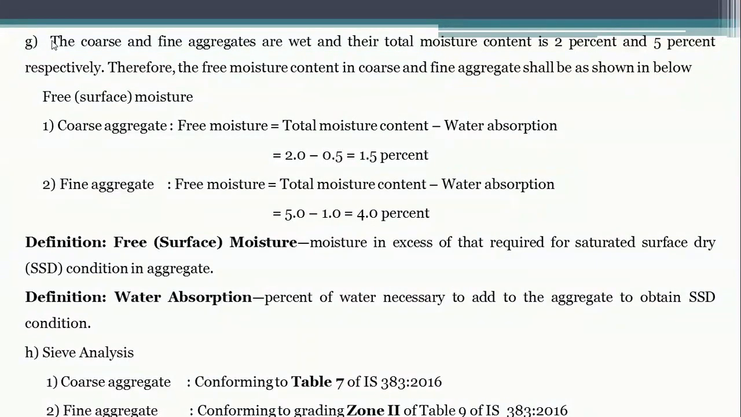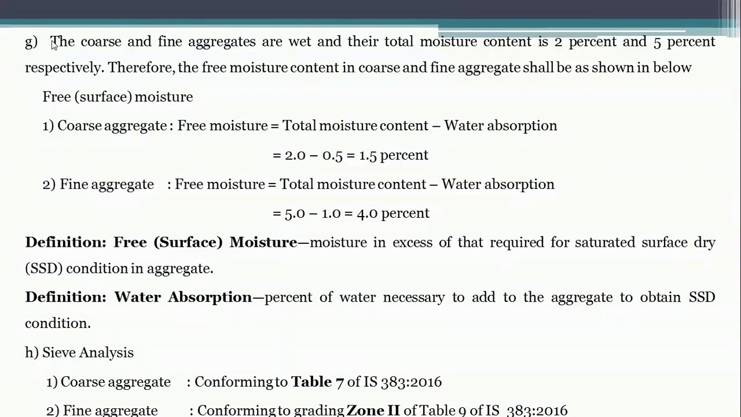But in this case they have clearly given that the coarse and fine aggregates are wet and the total moisture content is 2% and 5%. The total moisture content is nothing but a combination of free surface moisture plus water absorption. Sometimes they will directly give the free moisture content data like 1% or 2%. If they don't give it, they will give the total moisture content. In this case they have given total moisture content. Total moisture content is the combination of both water absorption plus free moisture content. So total moisture content is given and water absorption is also given.